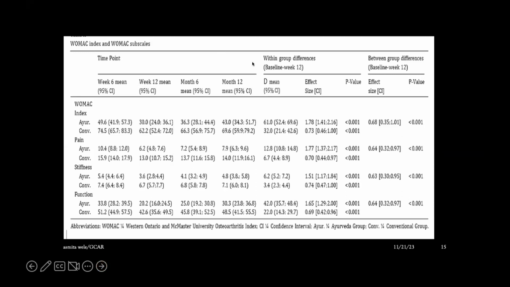Here you can see at all the time points, within group differences and between group differences in the mean. They have given all these indexes, Ayurveda and conventional treatment, the mean at 95% confidence interval. And here you can see the clear-cut differences in numbers also. There are 76 in the Ayurveda group and 70 in the conventional group. All these statistical means are there, and the effect size is calculated from baseline to week 12, and the p-value is less than 0.001.